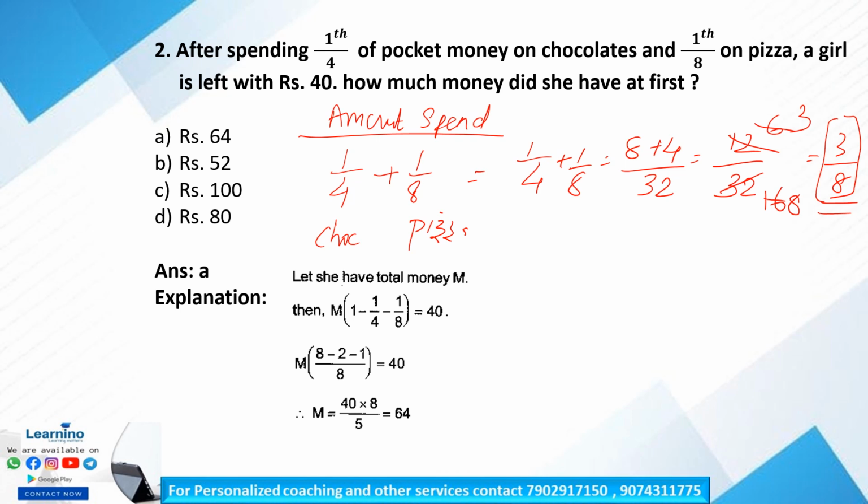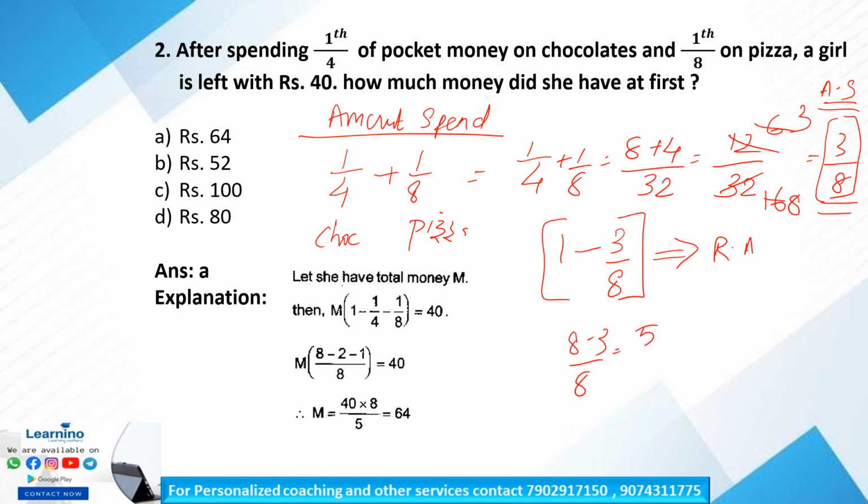Since it is given in fractional form, we have to find the remaining amount she had with her by 1 minus 3 by 8. Is it clear? 3 by 8 is the amount she spent, so the remaining amount can be obtained as 1 minus 3 by 8, that is 8 minus 3 by 8, which is equal to 5 by 8. This is the remaining amount in terms of fraction she had with her.